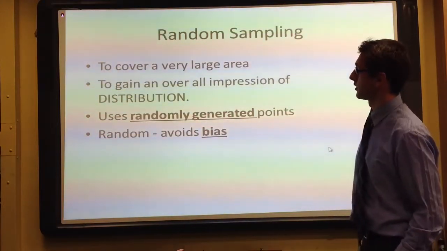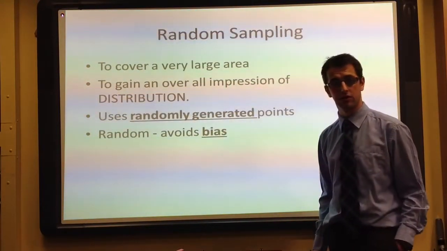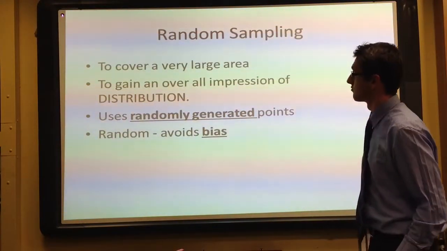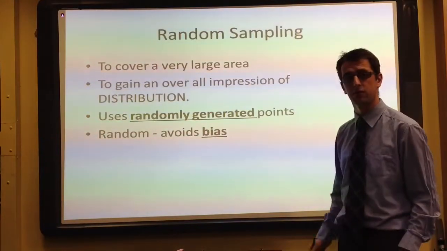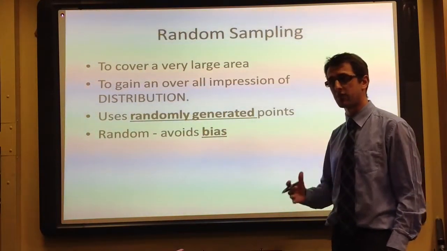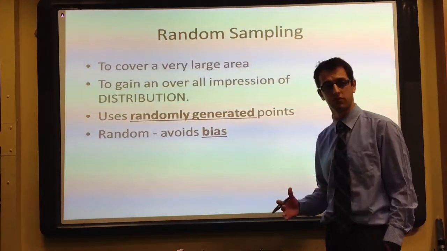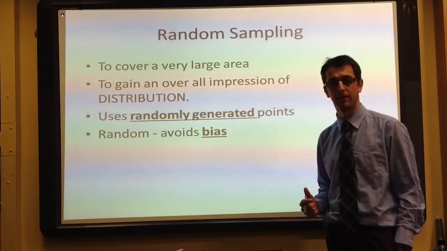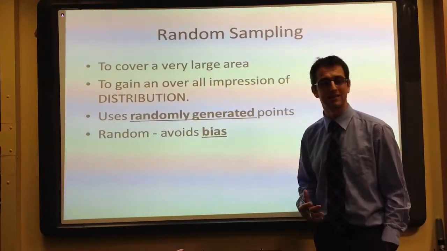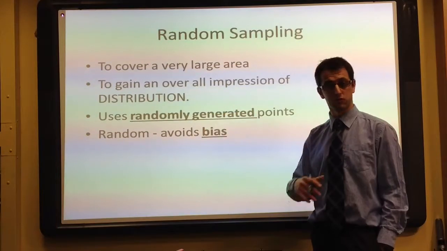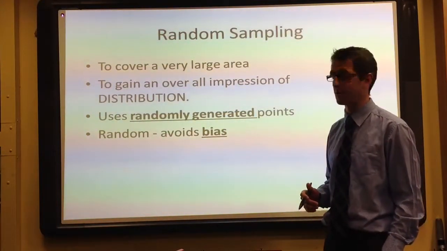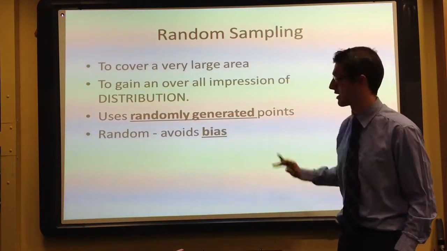So there are two key techniques that you need to know about for measuring distribution in an area. And the first one is random sampling. This is the sort of thing you would do if you were covering a really, really big area and you wanted to gain just an impression of what is the distribution of the species within that area. So a really big field, and you were asked to go and tell me how many ants there were there. It's impossible to dig down and get an idea for every square centimetre of that field. So you would use this technique, random sampling.